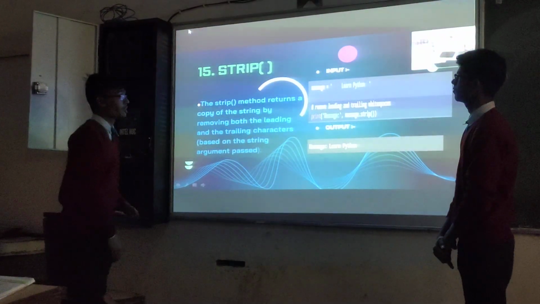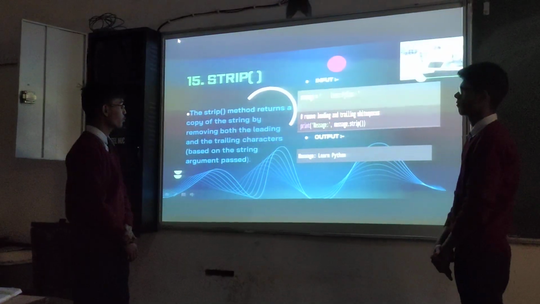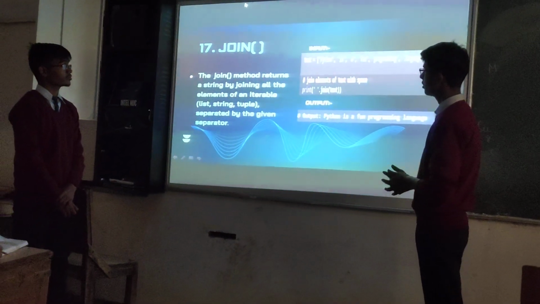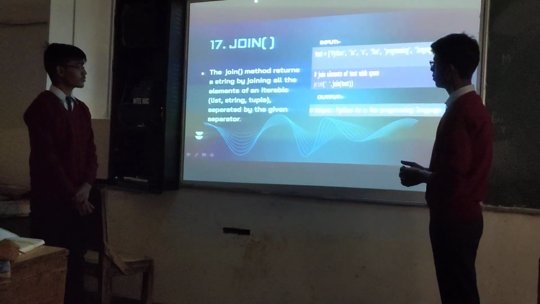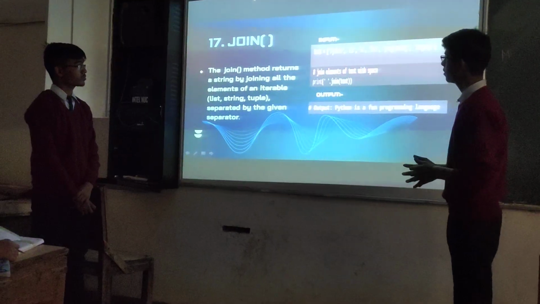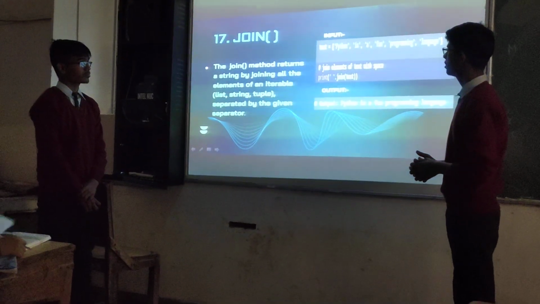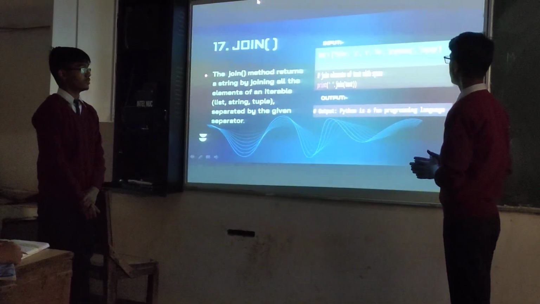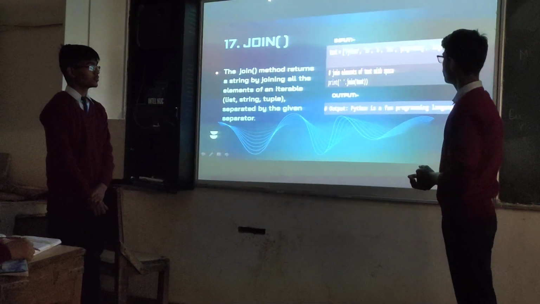The next, 15th, method is the join method. The join method returns a string by joining all the elements of an iterable. Iterable contains string, list, and tuples, separated by the given separator. We can see the example for clarity. Here input text is equal to Python, is, a, fun, programming and language, all in single quotes. Then we are supposed to join all the elements with a space.